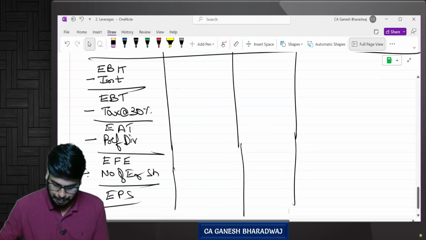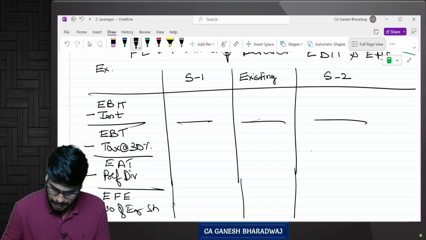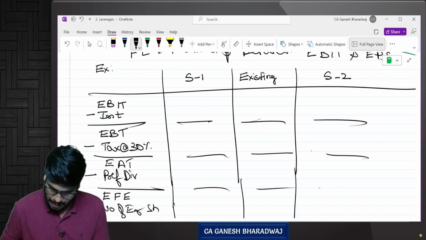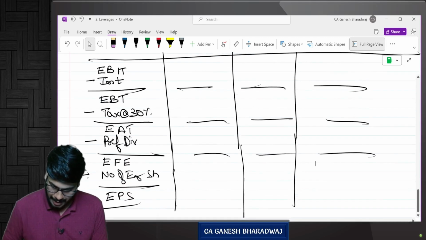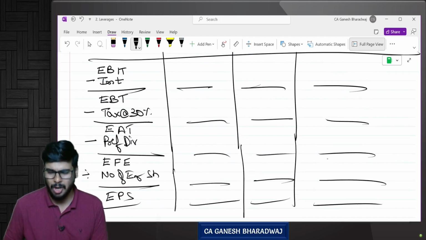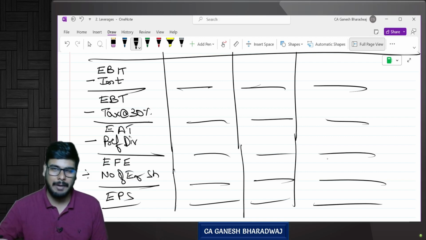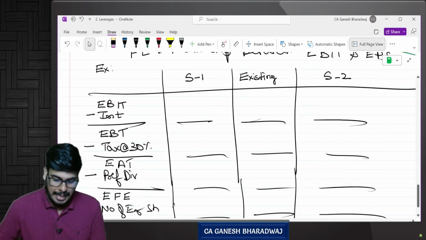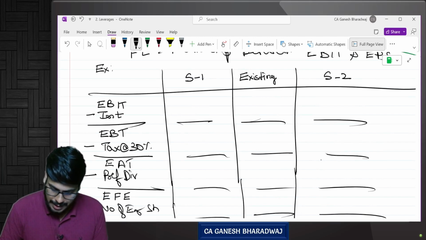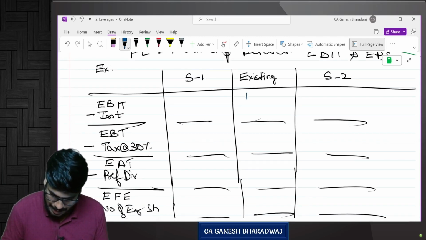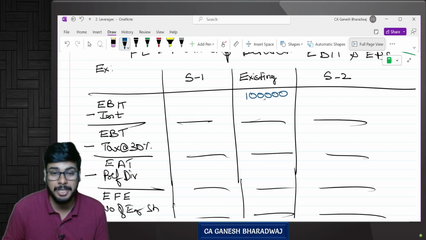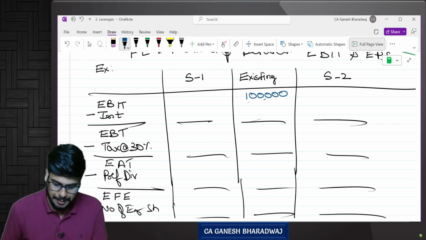Yes. Now, first, let us fill this up, and with this we will understand. It's the same concept, but here it is happening on the other side, in the second half of the income statement. Now, let us assume the EBIT is 1 lakh rupees. Just an example.